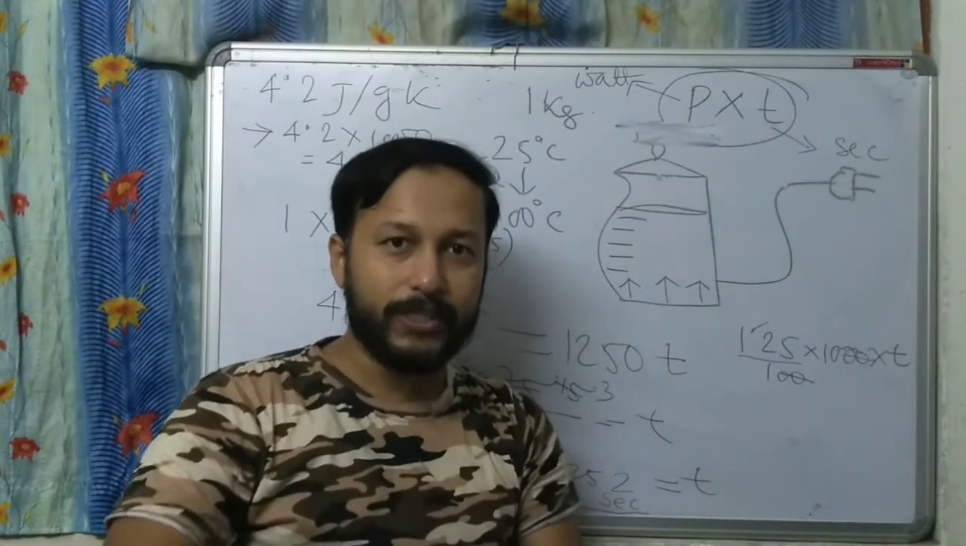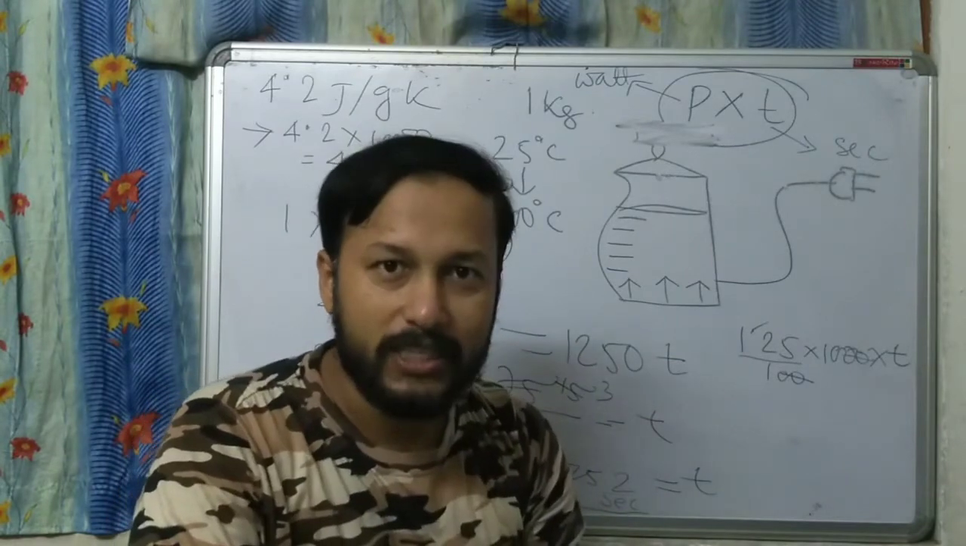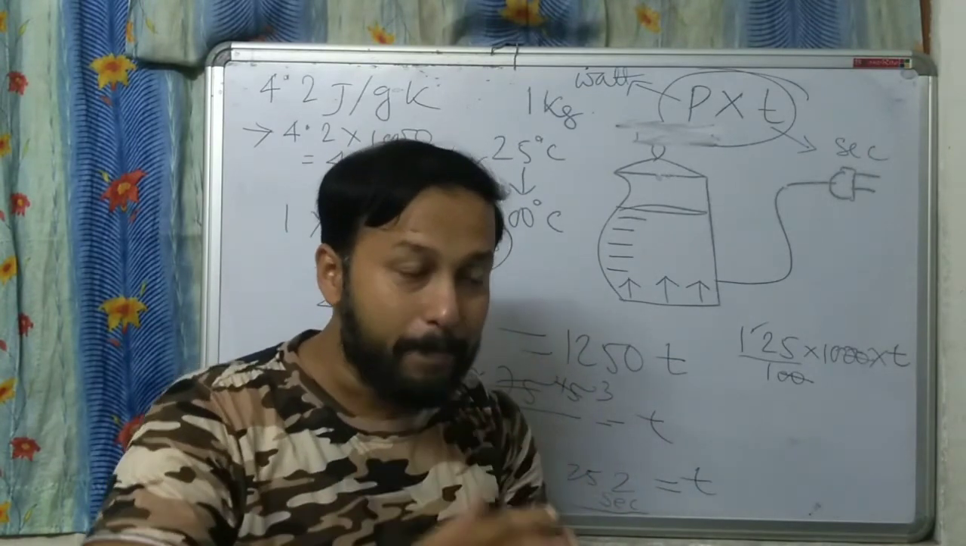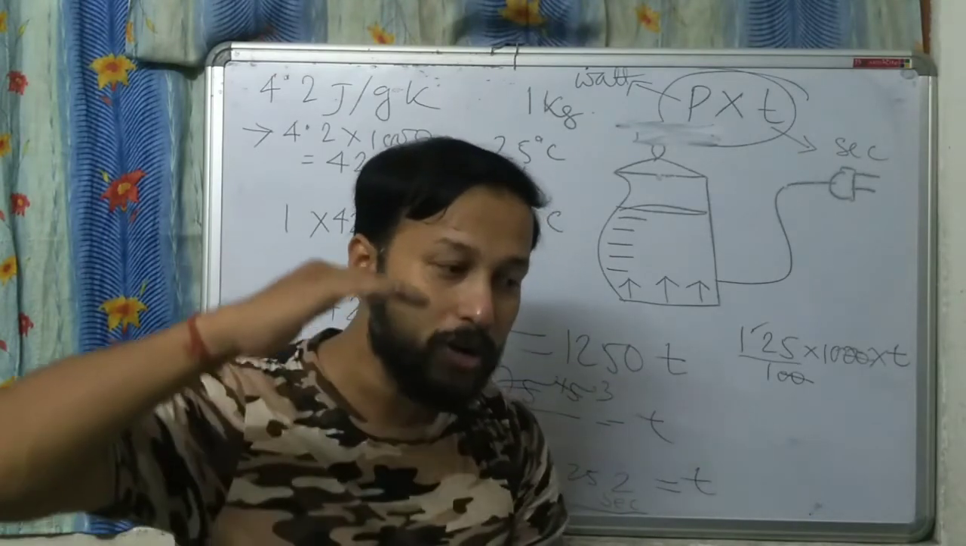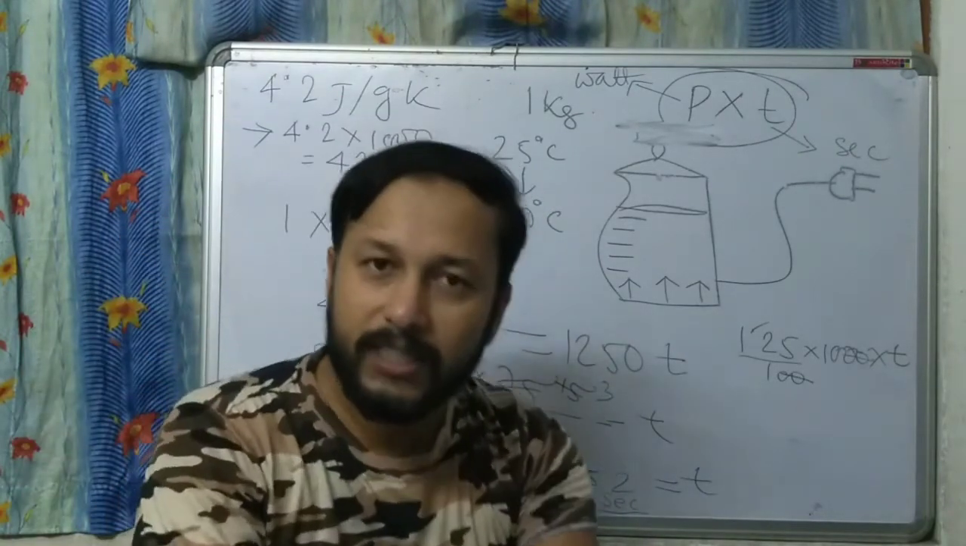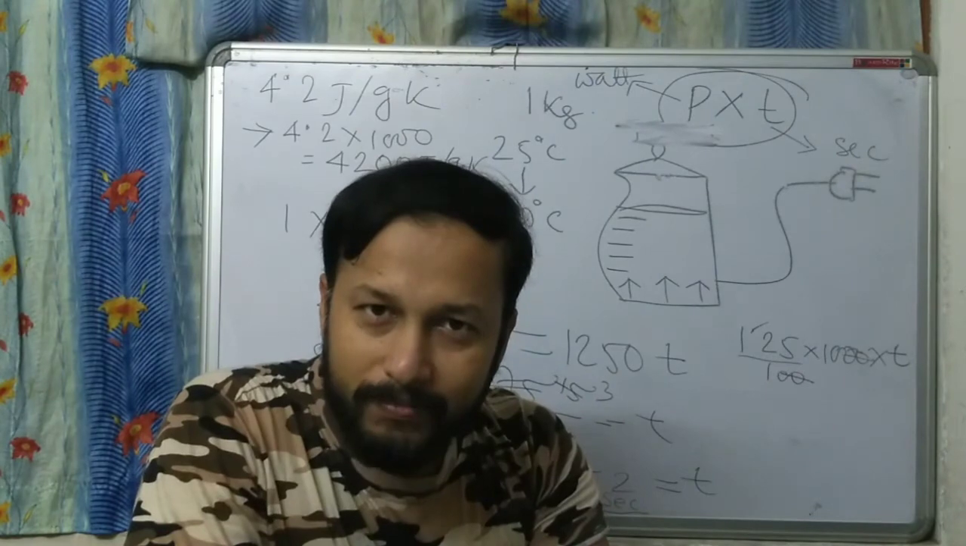So 252 seconds is the time required for this kettle to change the temperature of 1 kg of water from 25 to 100 degrees Celsius. Yes, understood this sum? Fine.